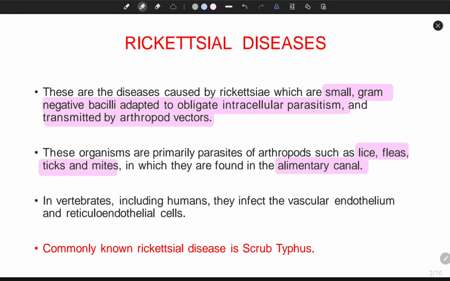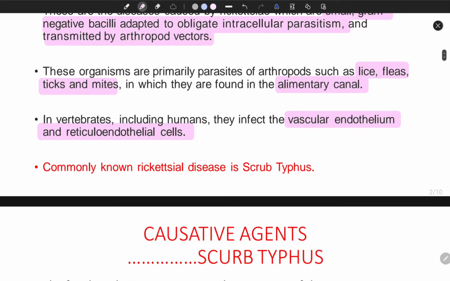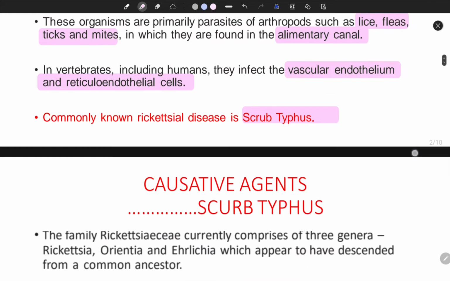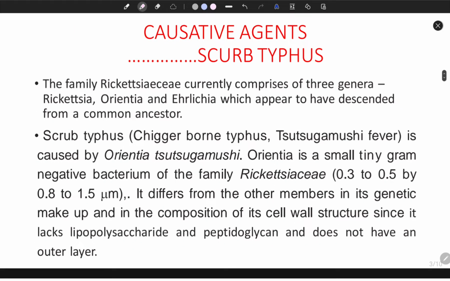found in the alimentary canal. In vertebrates, including humans, they infect the vascular endothelium and reticuloendothelial cells. A commonly known rickettsial disease is scrub typhus. Causative agent of scrub typhus: the family Rickettsiaceae currently comprises three genera, Rickettsia, Orientia, and Ehrlichia, which appear to have descended from a common ancestor. Scrub typhus, or chigger-borne typhus, or Tsutsugamushi fever, is caused by Orientia tsutsugamushi.